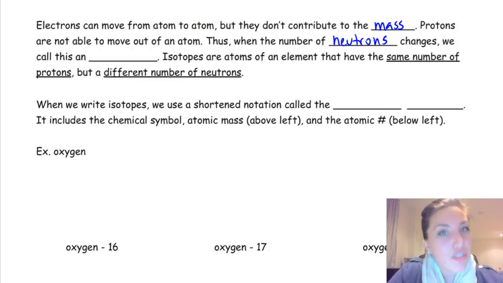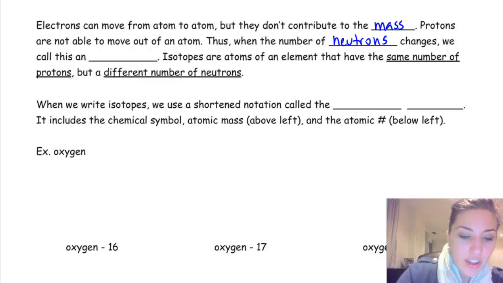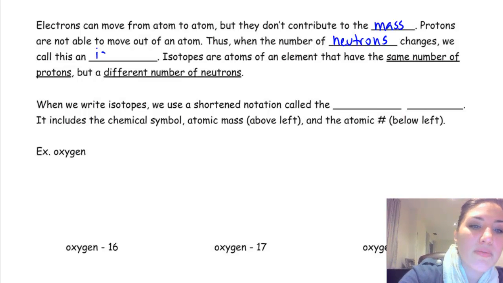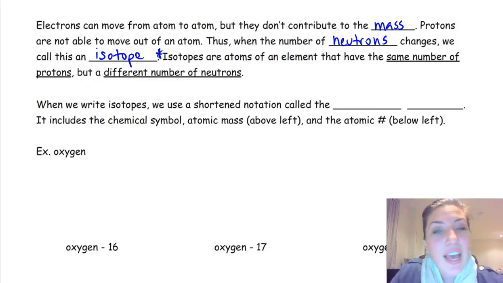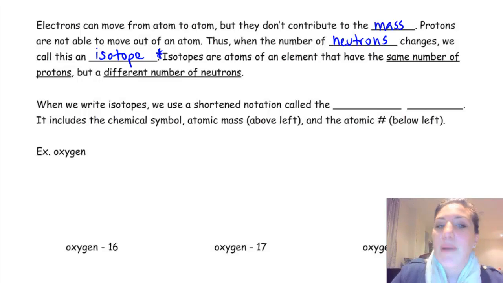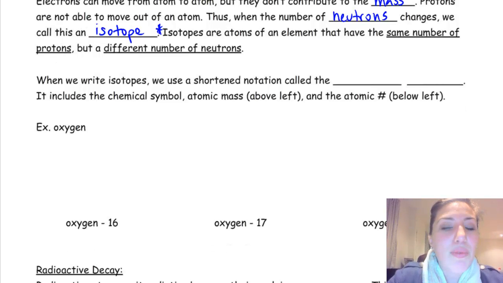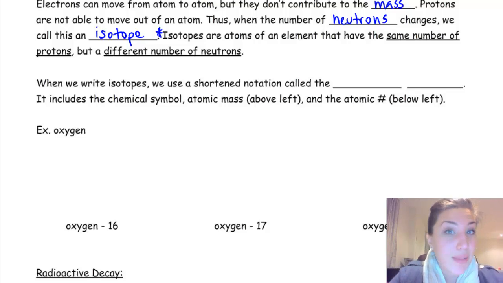So when the number of neutrons changes, we call this an isotope. So isotopes, here's a great definition, are atoms of an element that have the same number of protons, but a different number of neutrons. When we write isotopes, we do write them a little bit differently, and we call this the nuclear symbol.